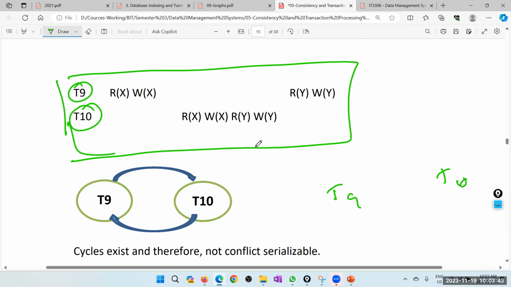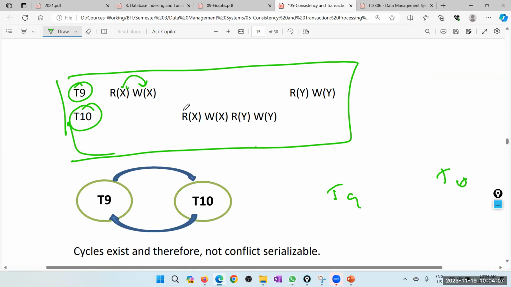Now this is not a conflict because it is within the same transaction. So same transaction, you don't have a conflict, though it is the same data and one of the operations is a write. It is the same transaction, so therefore this is safe. This is not an issue.